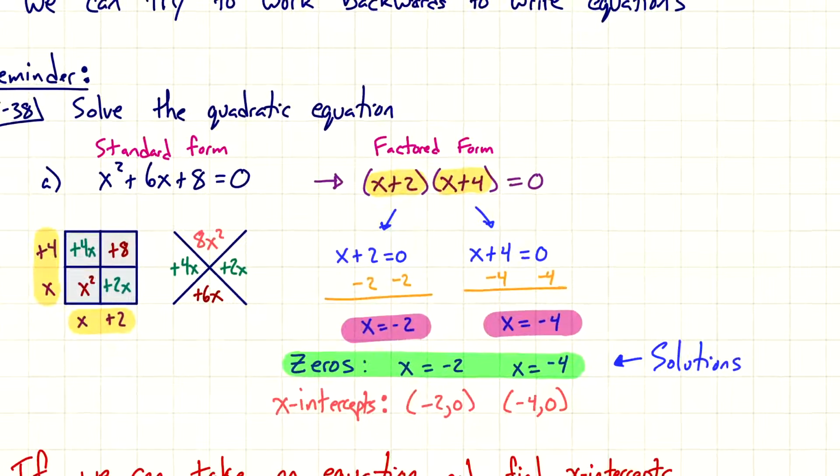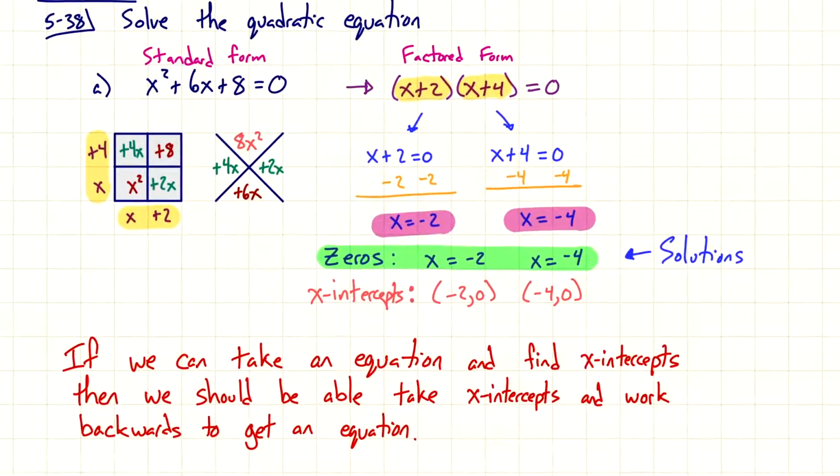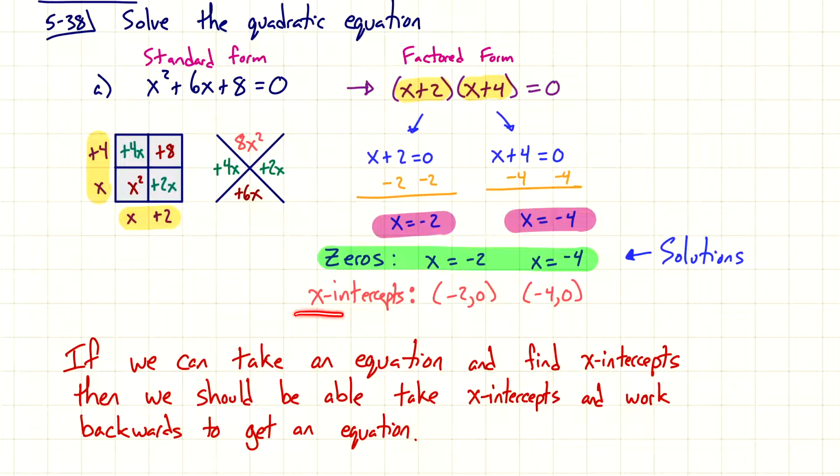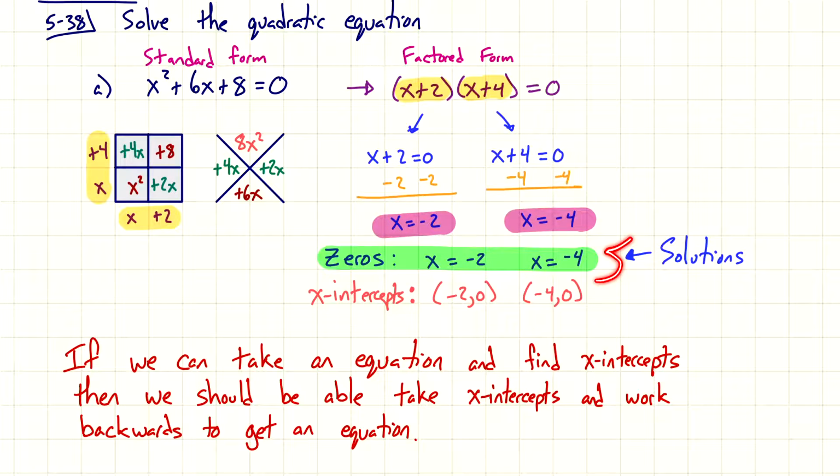The reason why we need this is because if we are able to solve this equation and determine the x-intercepts, well then maybe we could take those x-intercepts and work backwards to get our equation. So if we could go from here to here, then maybe we could go from here back up to here. So maybe there's a way to go backwards in this process. And that's what we're going to try to do moving forward.